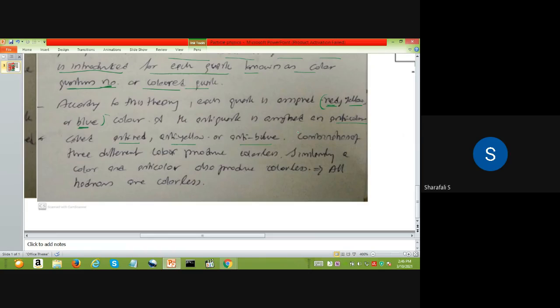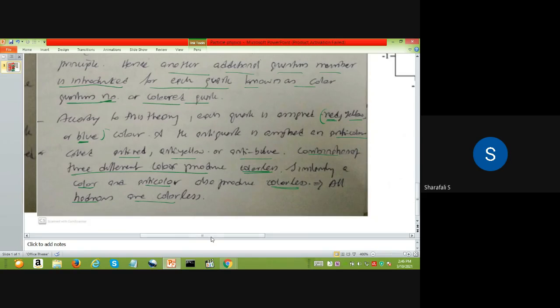If you consider the combination of 3 different colors, like red, yellow, and blue, then that will produce a colorless situation, a colorless quark. Similarly, if you have a red and anti-red pair, a color and its anti-color pair, then that also produces colorless. So all hadrons are colorless. Basically, all hadrons are colorless in nature.